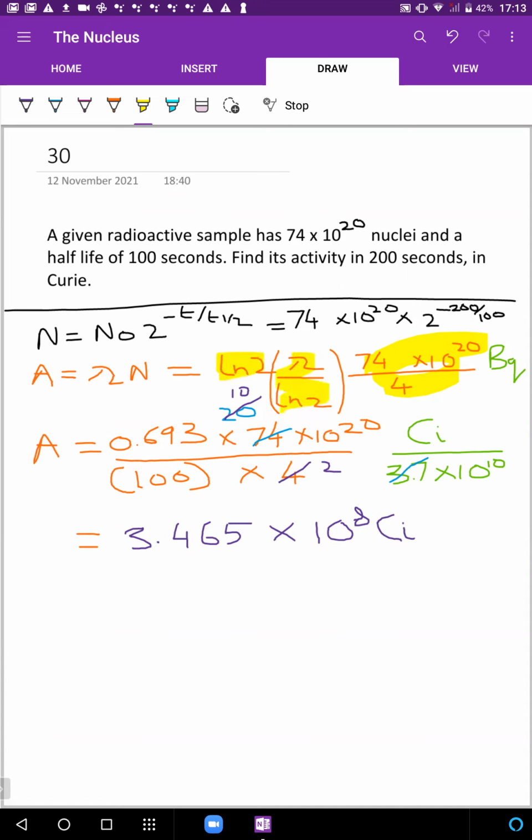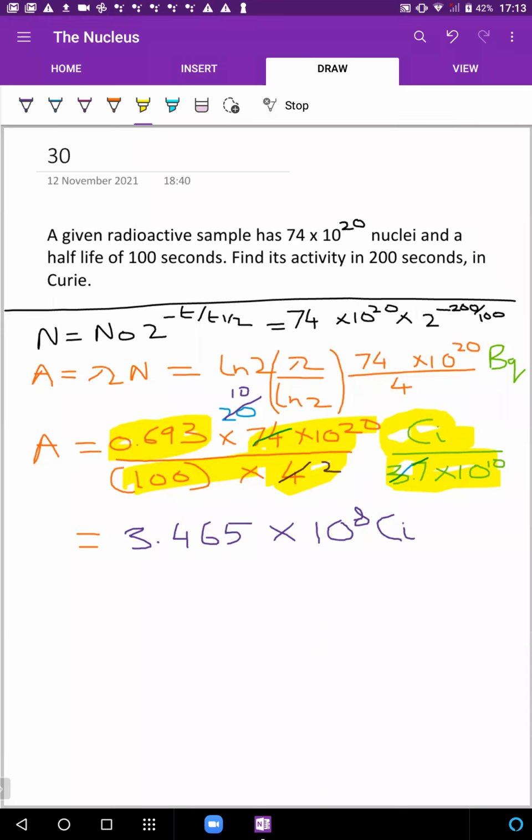If you write it like this, the answer will come in units of number of decays per second, in becquerel. Then, substituting ln2 as 0.693, half-life as 100, and the 74 into 10 raised to 20 by 4 already there, and then converting becquerel into curie: 1 becquerel is 1 curie by 3.7 into 10 raised to 10.